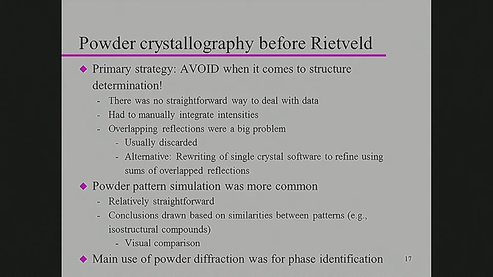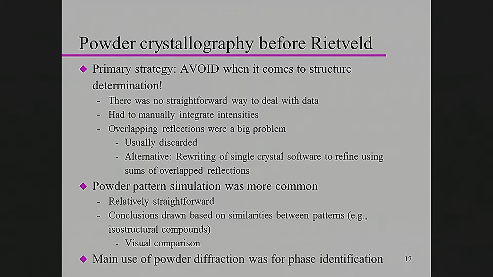The other problem you had is, because we usually have our data displayed in one dimension, you get a lot of overlapping reflections, right? If you have close d-spacings for two reflections, you're not going to resolve them. You might even have exact overlap in some higher symmetry systems. So what do you do with them? Well, one option was you discarded them. That can result in a lot of reflections being discarded, depending on your material. The only alternative was to rewrite the existing single crystal software so that you could refine things by using the sum of the overlapped reflections.